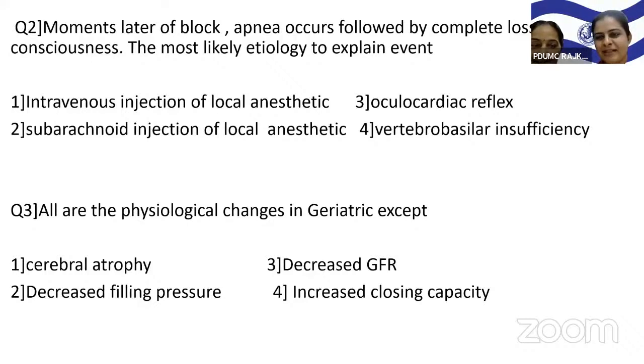Aditya, what is the right answer? It's decreased filling pressure in geriatric patients because of myocardial thickening. There is diastolic dysfunction or increased filling pressure, not a decrease. So the right answer is 2. Cerebral atrophy, decreased GFR, and increased closing capacity are the physiological changes.